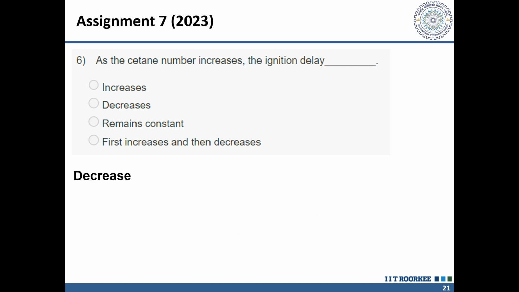So now let's move on to the next question. As the cetane number increases, the ignition delay... The correct answer for this is that the ignition delay will decrease. If the cetane number is high, the ignition will be faster. Ignition will be faster, therefore the delay will decrease.